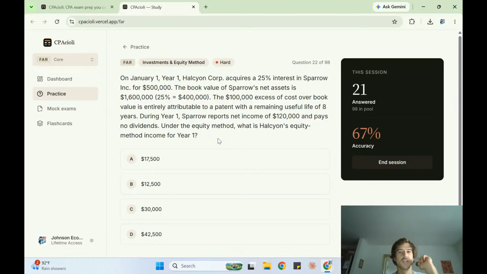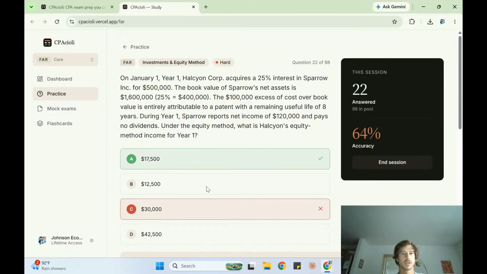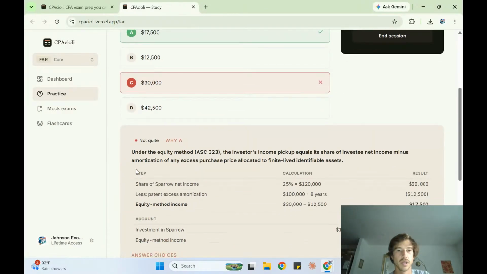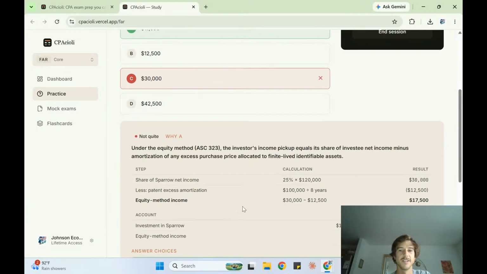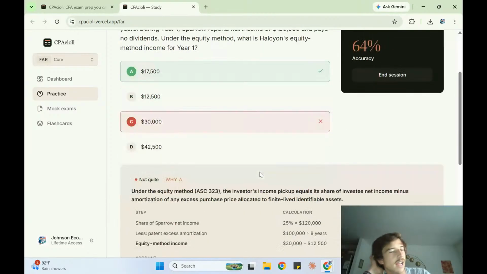I feel like it's just 120 times 0.25 is 30,000. You must have to do something with the warranty. Yeah, I didn't do anything with amortization. Dang. Yeah, I should have locked in more.